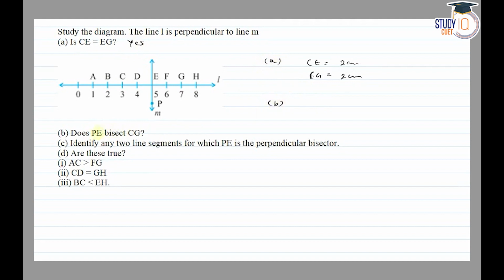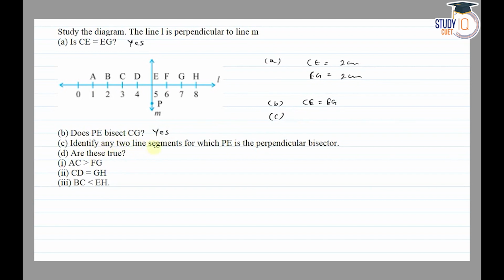B. Does PE bisect CG? So ये हमारी PE bisect CG. So CE and EG इक्वल है, ये हमने अभी देखा था. So ये bisect करेगी. Does PE bisect CG? So yes, because of CE equal to EG.